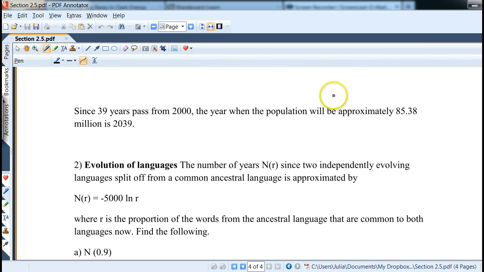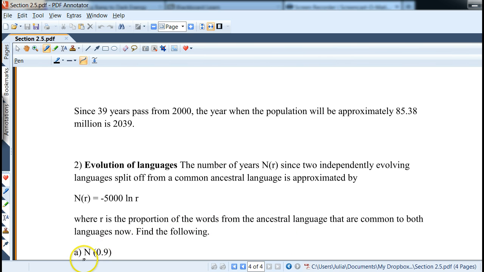Okay, so that was using exponential functions, and we used logarithms in order to solve for the exponent. In the next situation, what if we have an application using an actual logarithm, which can happen as well if you're looking at ratios, like in this example. So here is the situation. The number of years, which stands for N of r, since the two independently evolving languages split off from a common ancestral language is approximated by this equation. N of r is equal to negative 5,000 ln of r, where r is the proportion of the words from the ancestral language that are common or similar to both languages now.